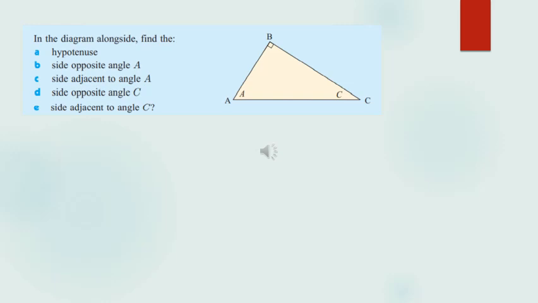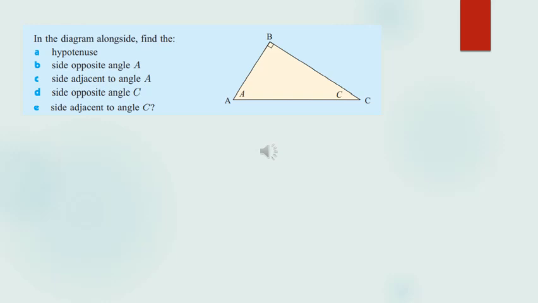What about the adjacent side to angle A? The adjacent side is the side that is next to the angle. So what is next to the angle? We have AC, that is the hypotenuse. So the other side that is next to the angle is AB. So the adjacent side to angle A is side AB.